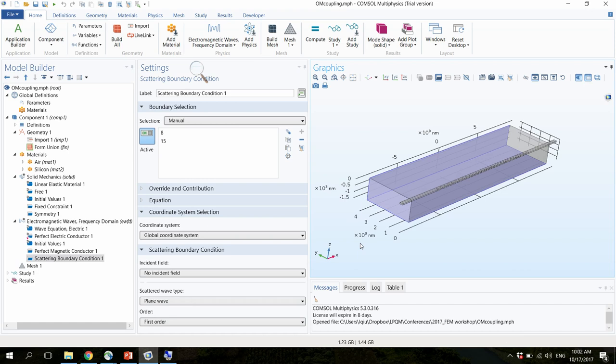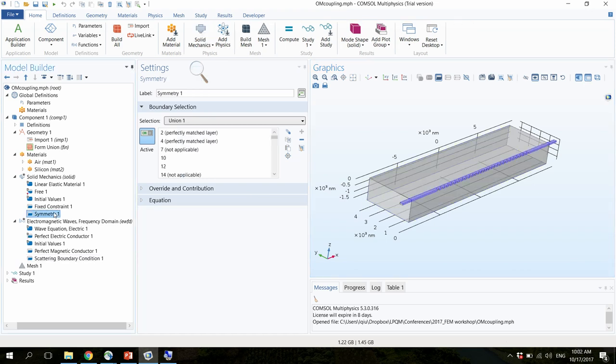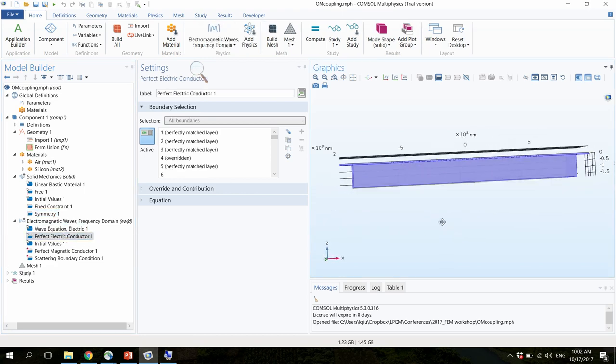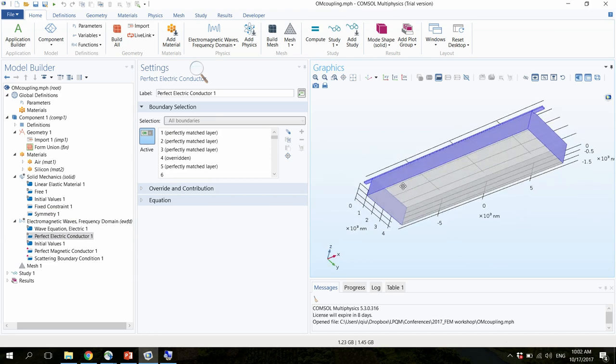For the beam, what are you talking about? In the solid mechanics, you've got a symmetry. Yeah. For the optics, you have the symmetry in this plane by default. If you don't do any configuration, you get a PEC for free. That is the default in COMSOL.